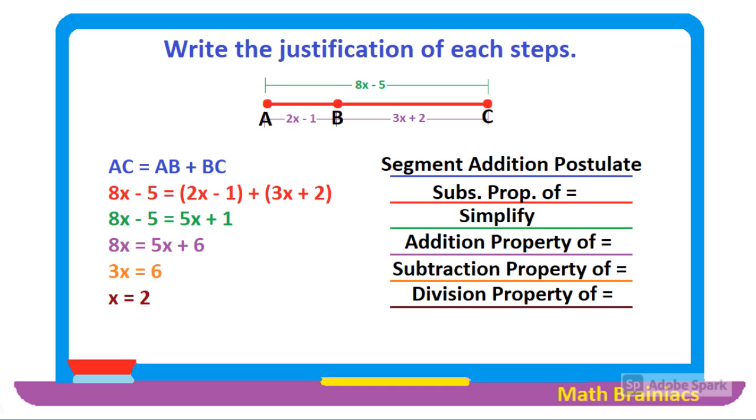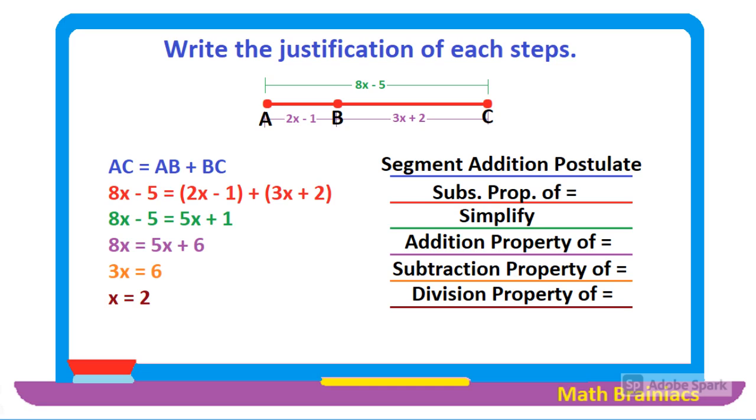Then, it will give us x is equal to 2. This is the division property of equality. Let me explain why it becomes division property of equality. From the equation 3x is equal to 6, we're going to divide both sides by 3. And we can cancel out the 3 on the left side, which will leave us x is equal to 6 divided by 3. Therefore, x is equal to 2. That is why it is division property of equality because we divided by 3 on both sides of the equation.